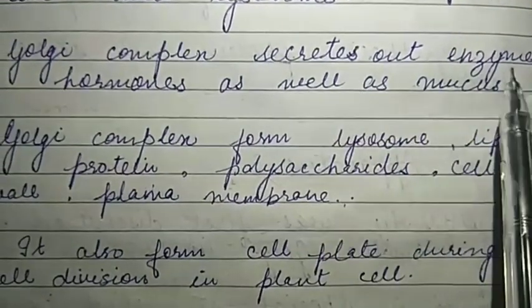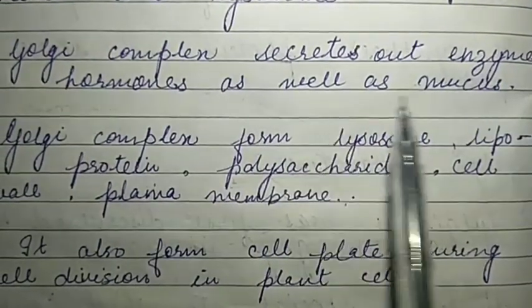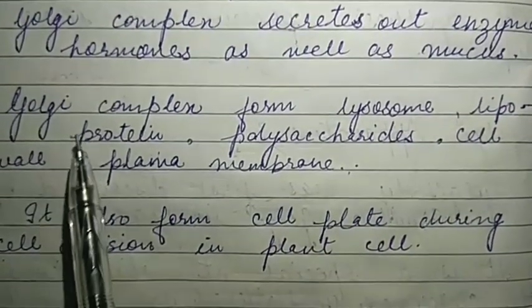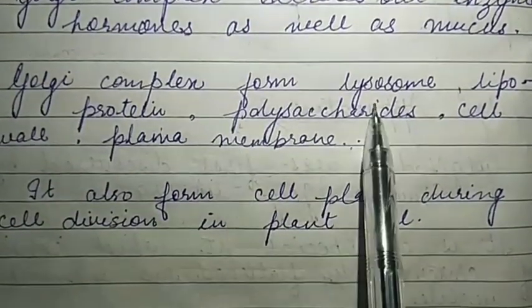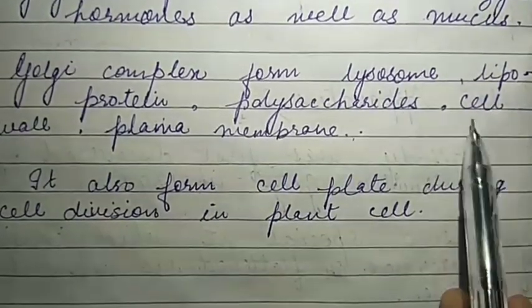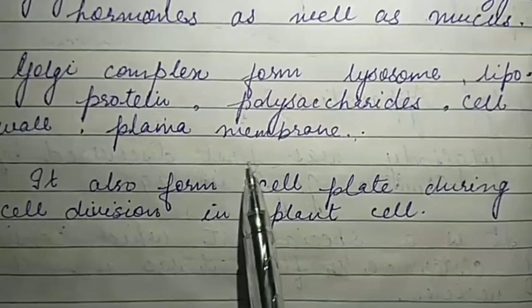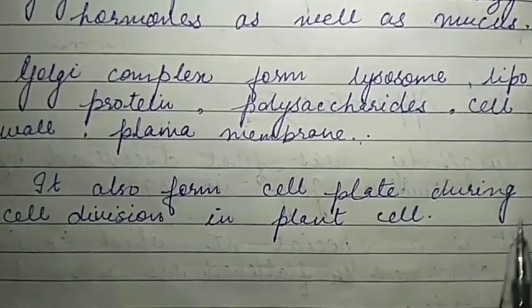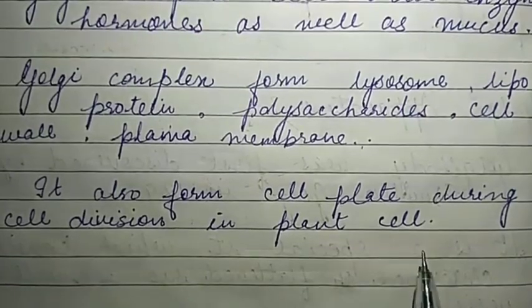Now, we are talking about the function of the Golgi complex. It secretes enzymes, hormones as well as mucus. The next function of the Golgi body is that it forms lysosomes, lipoproteins, polysaccharides, and it also synthesizes the cell wall and the plasma membrane. It also forms cell plates during cell division in plant cells.